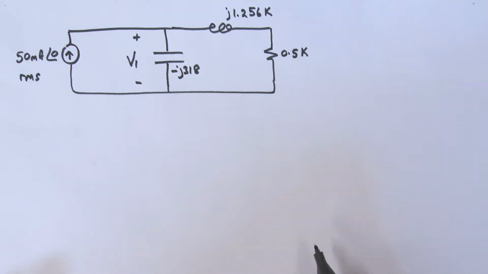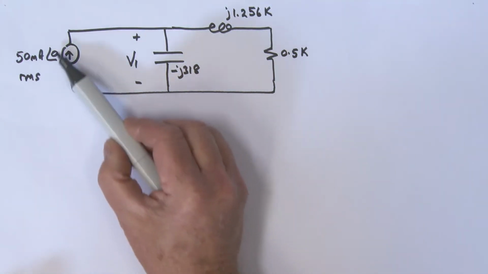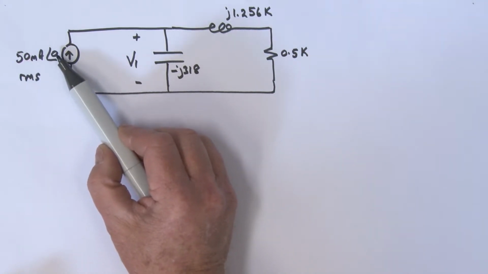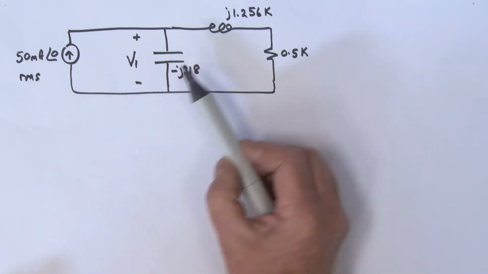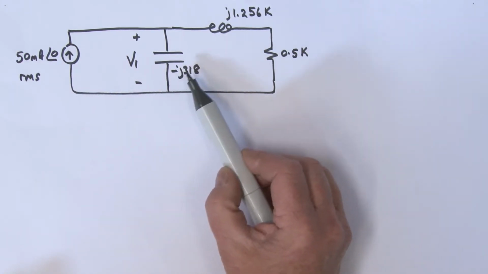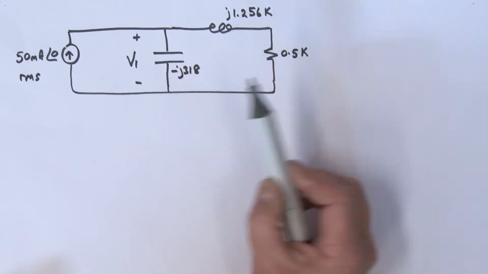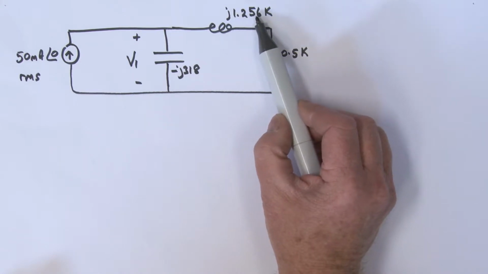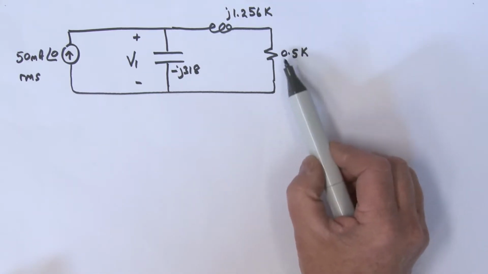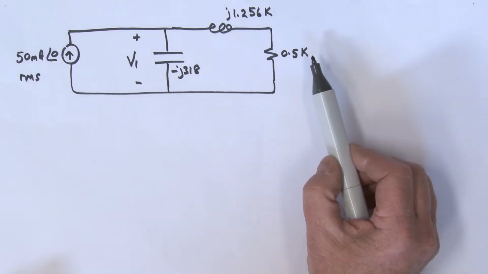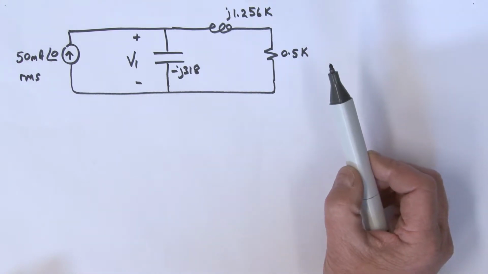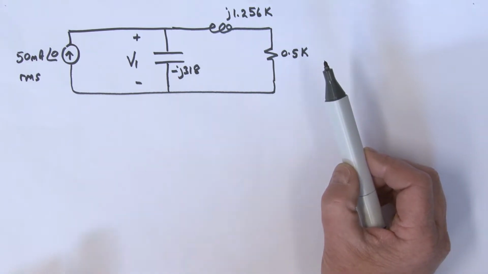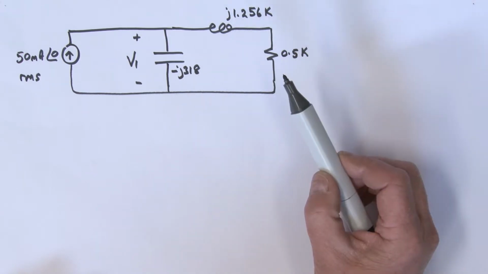All right, let's take another example. In this case, we've got a current generator with a value of 50 milliamps and an angle of 0. We're going to assume RMS values again. The impedance of the capacitor is minus j318, the impedance of the inductor is j1.256k, and the impedance of the resistor is 0.5k. What we want to do is find the same things: the apparent power, the real power, and the reactive power in this given circuit.